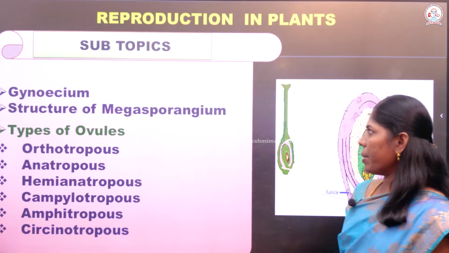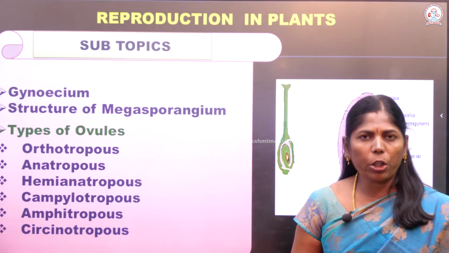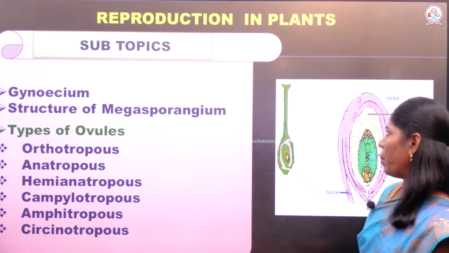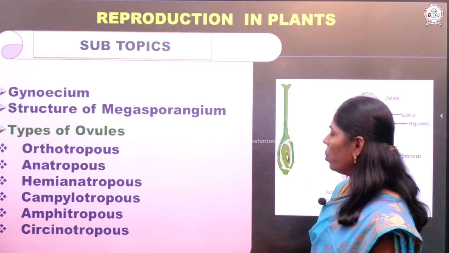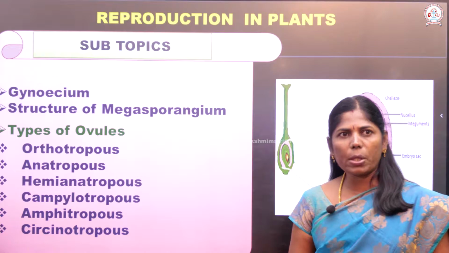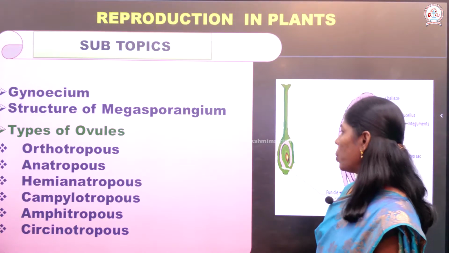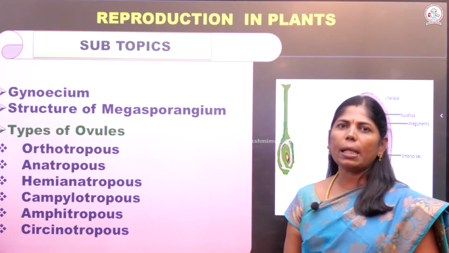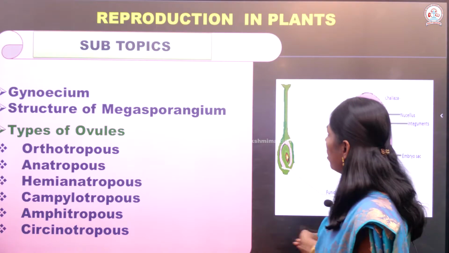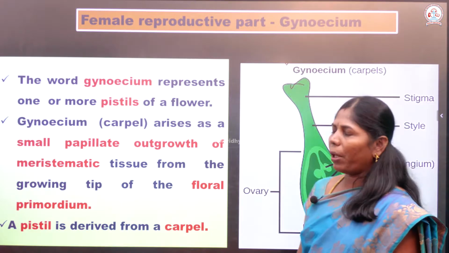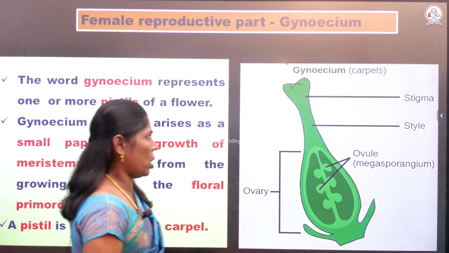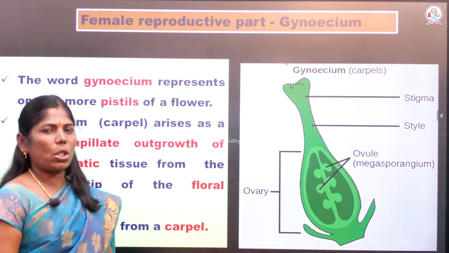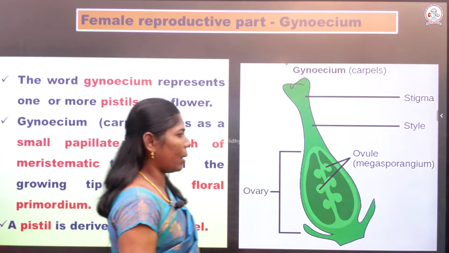Today we are going to see the female reproductive part of the flower, the structure of the megasporangium, and types of ovule. What are the types of ovule? Orthotropous, anatropous, hemianatropous, campylotropous, amphitropous and circinotropous. What is the female reproductive part of the flower? It is the gynoecium.